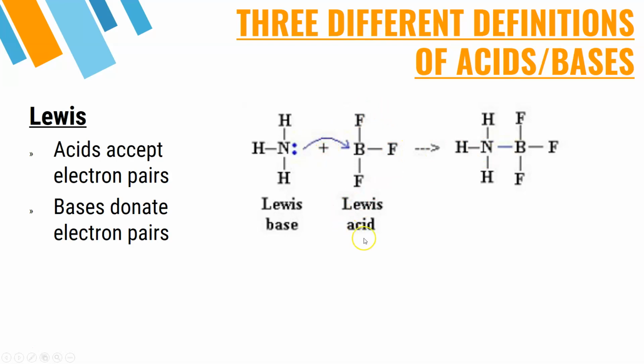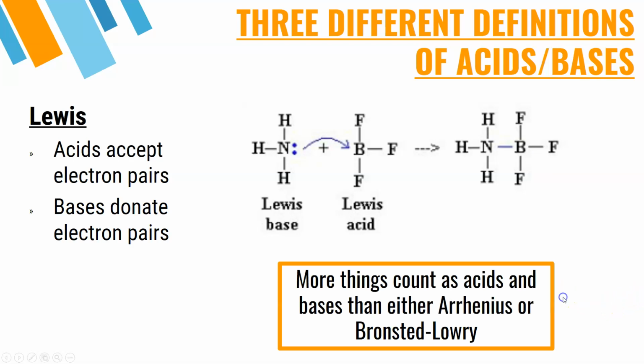This one was the acid because it accepted the electrons. It was deficient, right? And now it accepted some extra. This one was the base. It had extra to donate. When it donated, it made this bond. These are the most complicated kind. This will cover everything, okay?